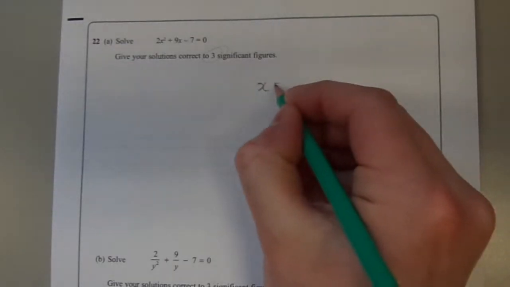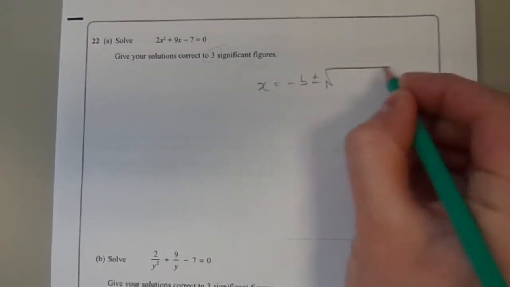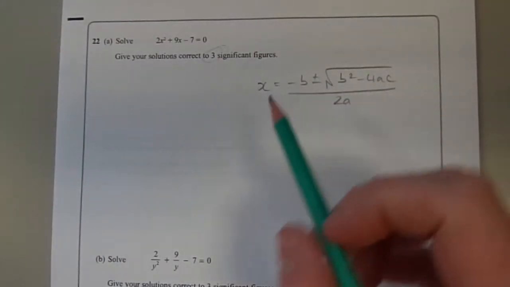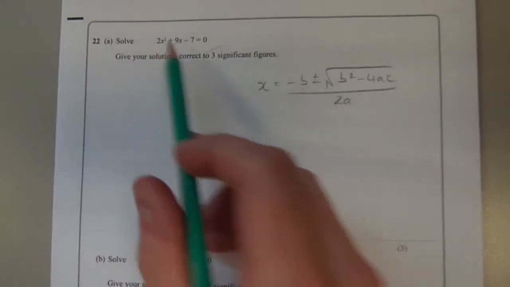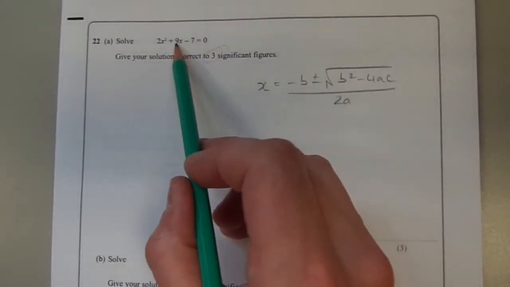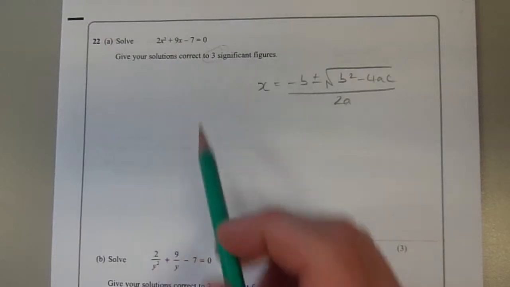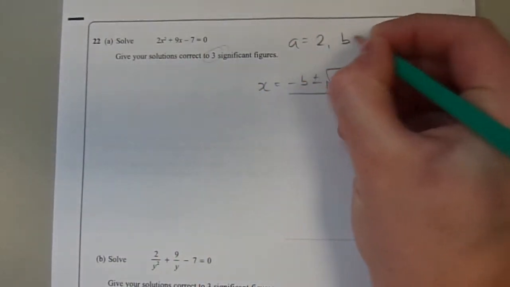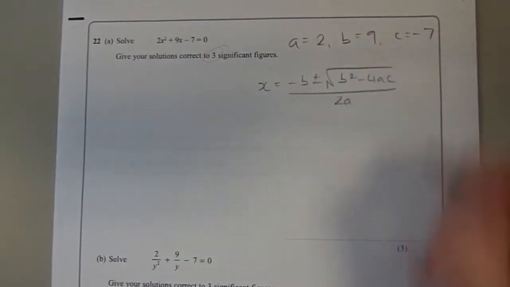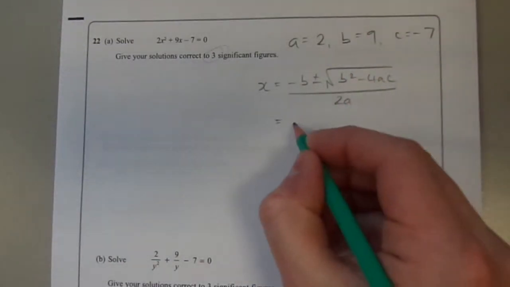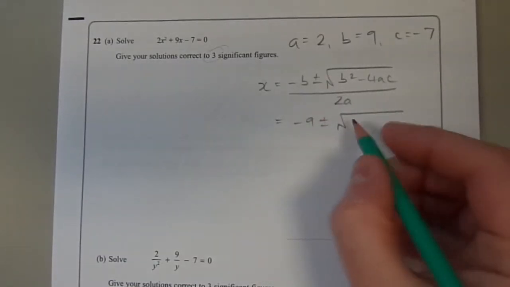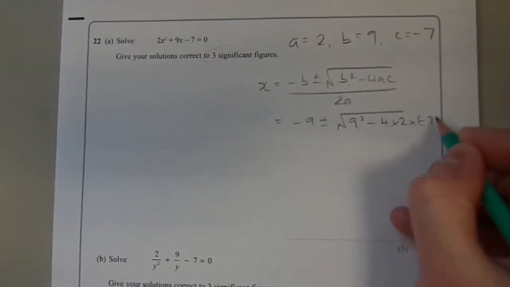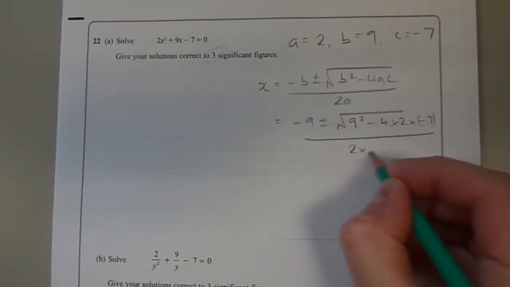The quadratic formula is that x is equal to minus b plus or minus the square root of b squared minus 4ac all over 2a, where a is the number in front of the x squared term, b is the number in front of the x term, and c is the constant on the end. So if we take those values for a, b and c and plug them into that formula, minus 9 plus or minus the square root of 9 squared minus 4 times 2 times minus 7 all over 2 times 2.